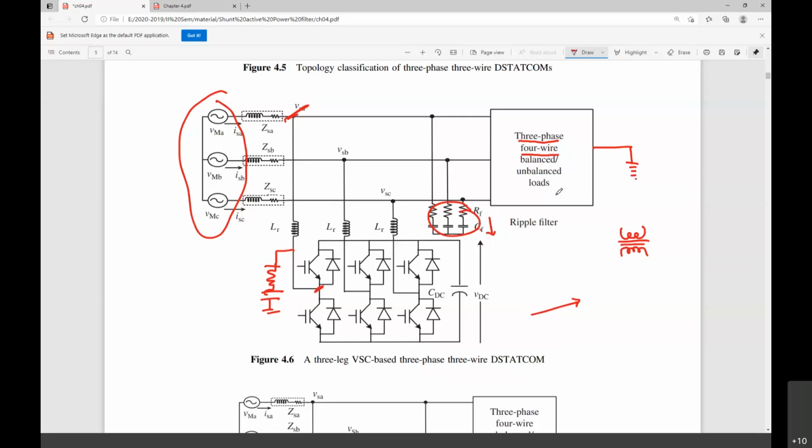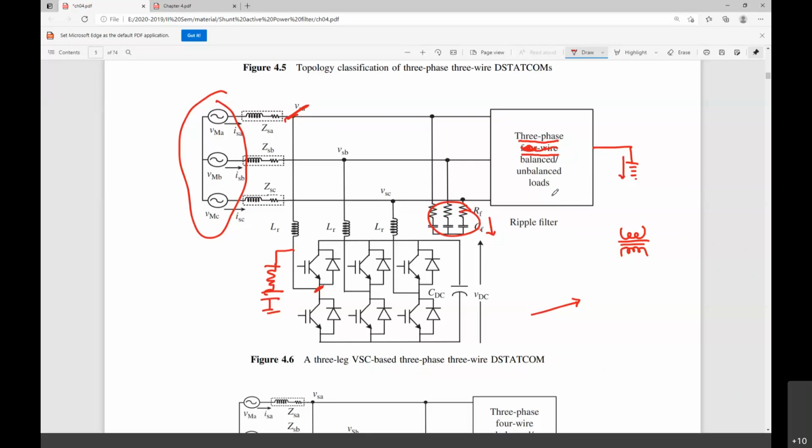Yeah, maybe a four-wire may not be correct here. The three-phase, three-wire system with balanced load and unbalanced load also. Because there is no such path flowing over here, this particular ground connection won't be there also. Without that, we cannot say anything about a three-phase four-wire system.